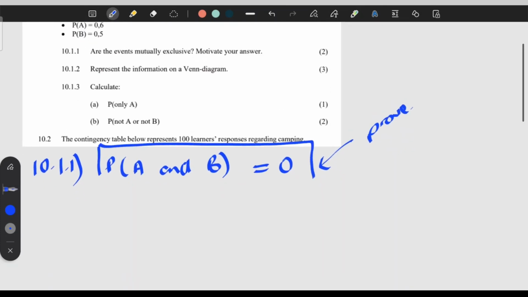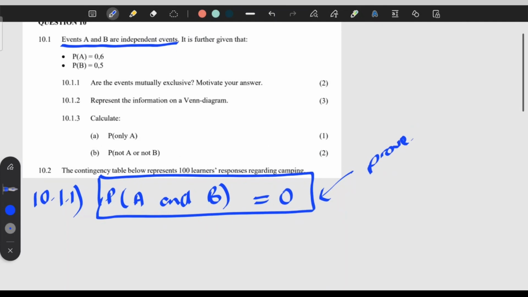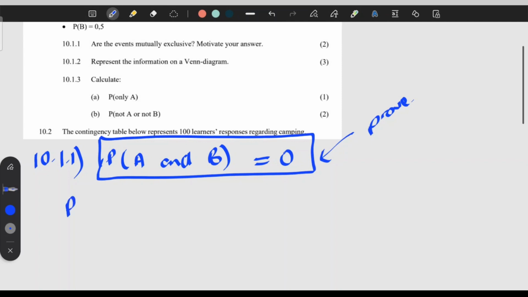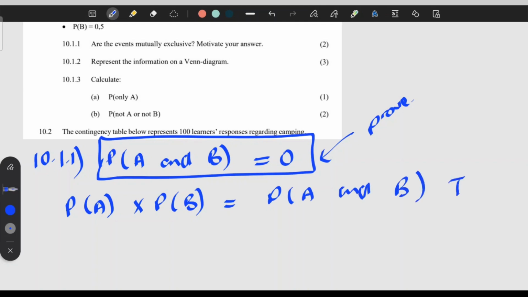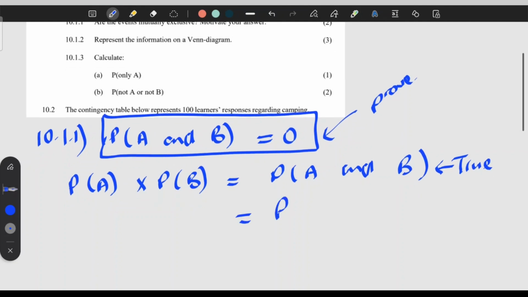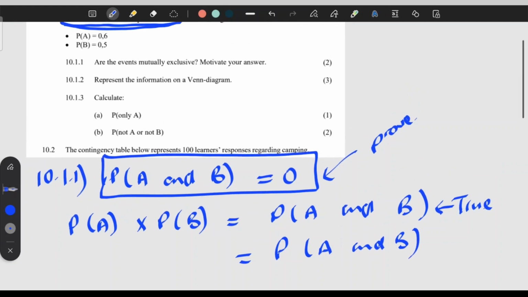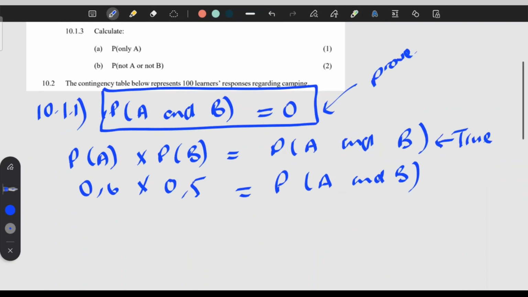So let's just put this in a box so you see, you have to prove this. But because the events are independent, when events are independent, then P of A times P of B is exactly the same as P of A and B. So this is definitely true. To work out P of A and B, I'm simply going to say, what's P of A? 0,6. And what is P of B? 0,5. I'm going to multiply those two, and I get that answer to be 0,3. So P of A and B is 0,3.